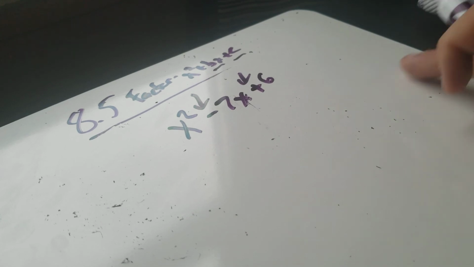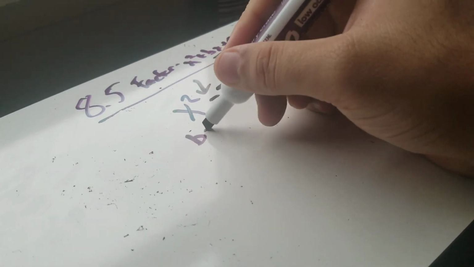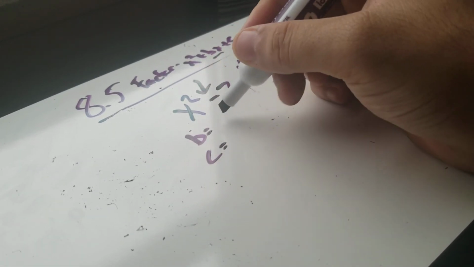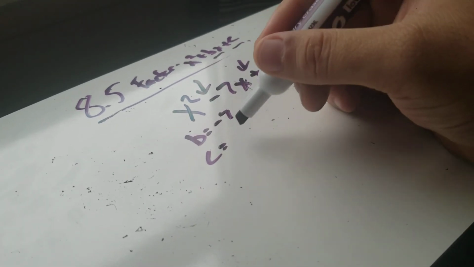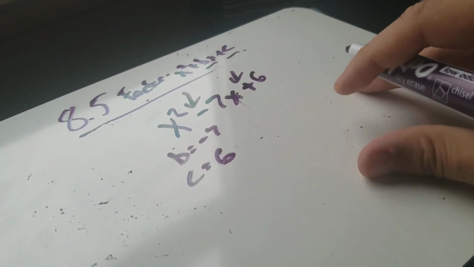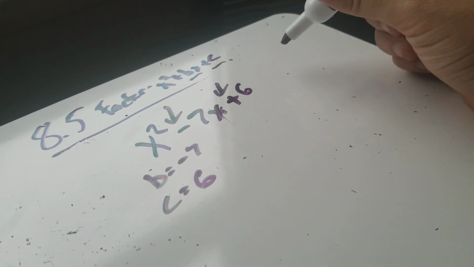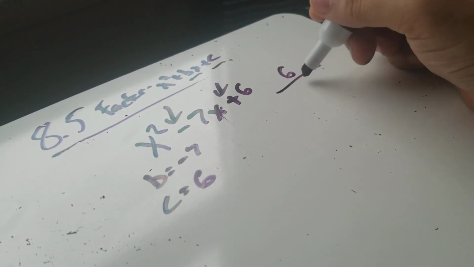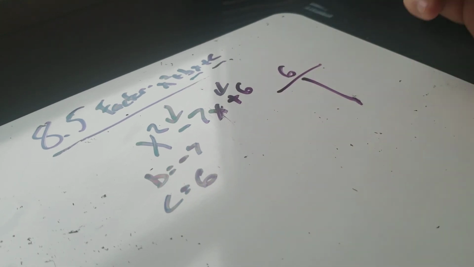So first, let's just follow our steps. Identify B and C. B is negative 7, while C is positive 6. Step 2, the actual question part of this: what multiplies to 6 that adds to negative 7?